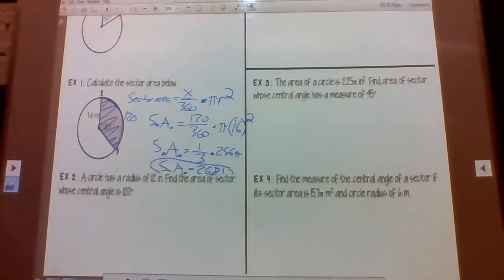Right, so the whole area should have been 3 times that, right? We said it was 256 pi. Right, so it's 3 times.